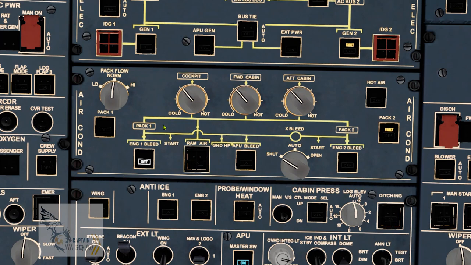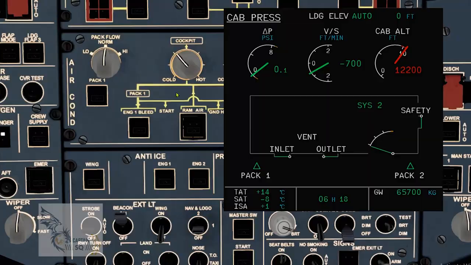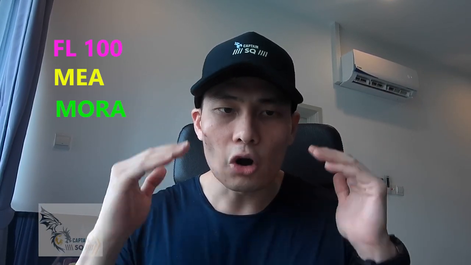APU bleed off, engine 1 bleed off, engine 2 bleed off, and descend to flight level 100, MEA or MORA. If you are flying over the Tibetan plateau, good luck. When at or below flight level 100 or MEA or MORA and differential cabin pressure is less than 1 PSI, ram air on and your maximum cruising altitude is flight level 100, MEA or MORA. Do not reset any engine bleeds.